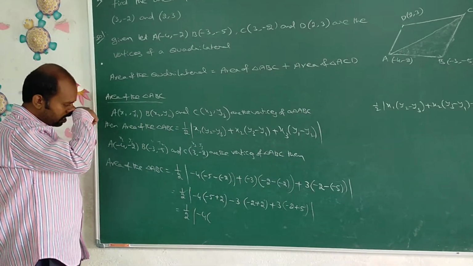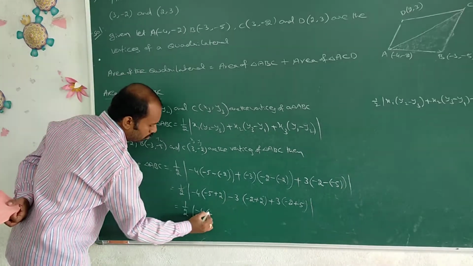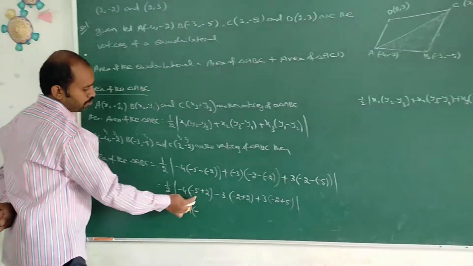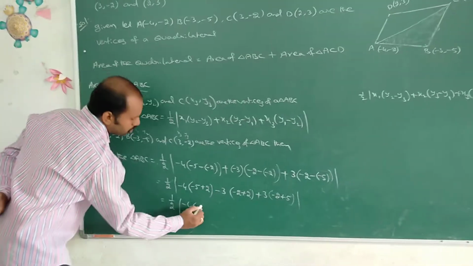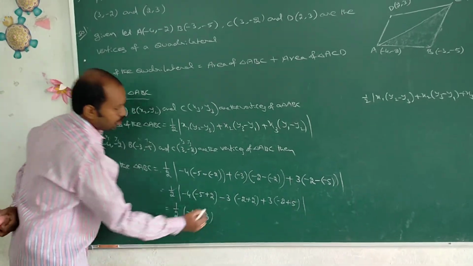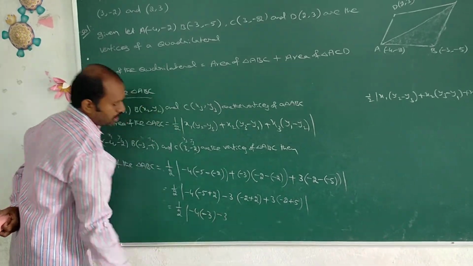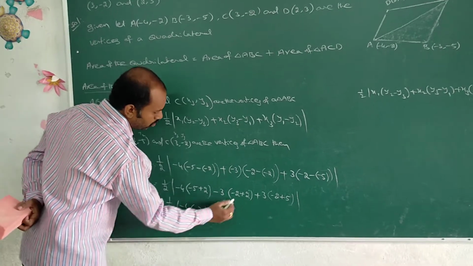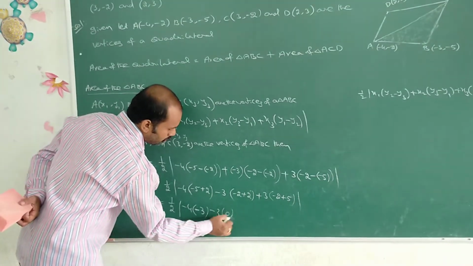Of modulus of minus 4 into minus 5 plus 2. In the bracket, what value do you get? Minus is the bigger value, so we get minus. Minus 5 plus 2 means we get minus 3. First term is over. Next, the second term: minus 3 into minus 2 plus 2. That means we get 0.